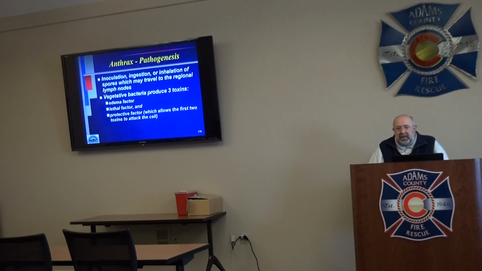If you ingest, inhale, or inoculate into the skin the spores of that bacteria, our immune system will attack the spores. It'll send white blood cells and macrophages to attack the spores. They gobble up the spores. They carry the spores to the regional lymph nodes. Once the spores get there, the bacteria become active. And the active bacteria produce 3 toxins, okay? So it's not actually the infection that gets you, it's the toxins.